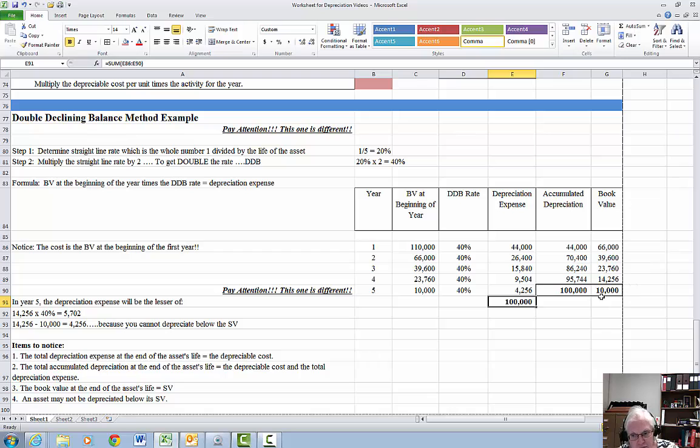And we're going to pretend that a company purchases a new, very fancy copier for a cost of $110,000. Its salvage value is our book value at the end of the life, and it's going to last 5 years. It will show up on our balance sheet at the end of year 5, if we still have this copy on hand.